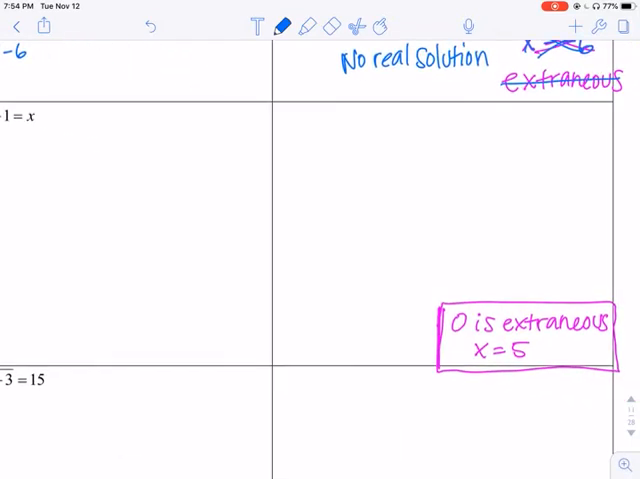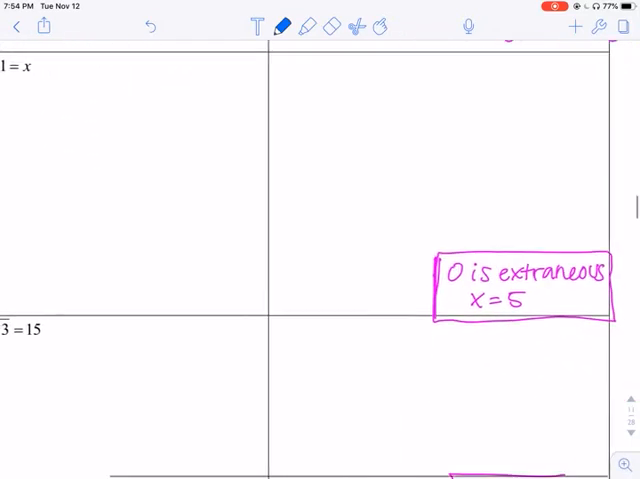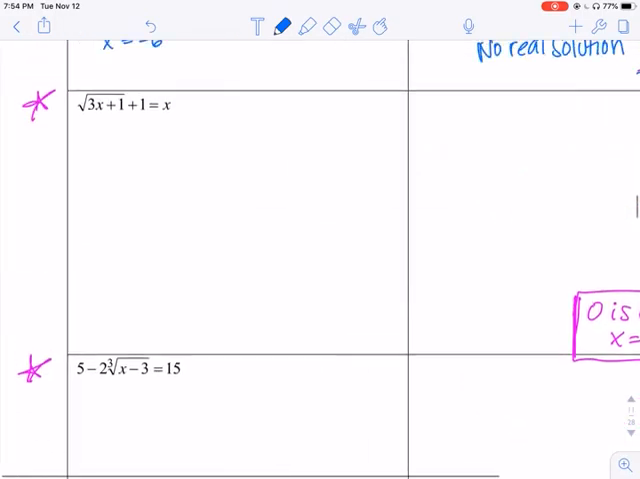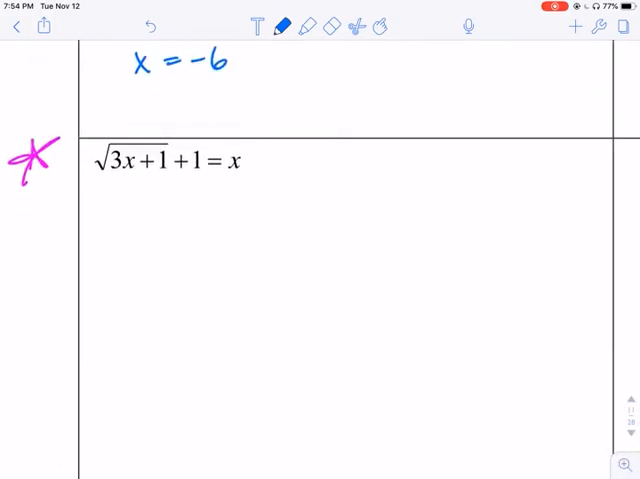The next one is that 0 is extraneous and 5 is the answer. The one after that has the answer of negative 122. So we'll try this one together. I want to get the square root by itself, so just this part here, which means that the 1 needs to go. I'm going to move that over here by subtracting 1. So I get square root of 3x plus 1 equals x minus 1.